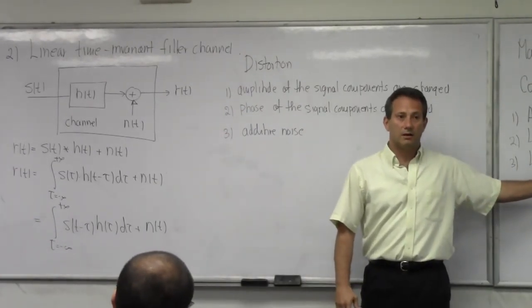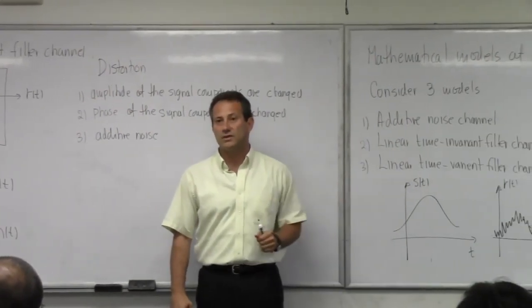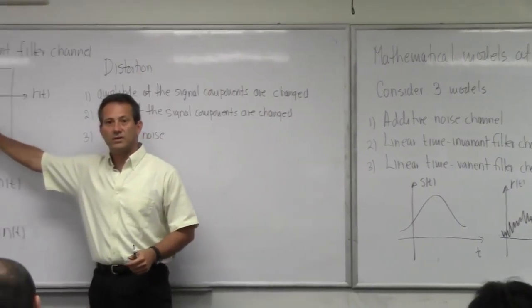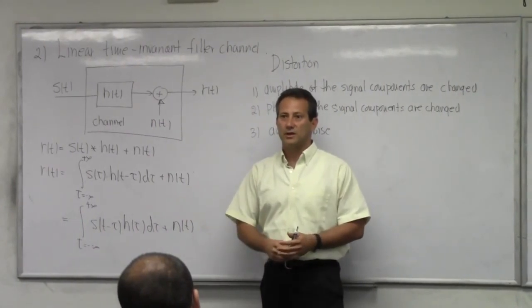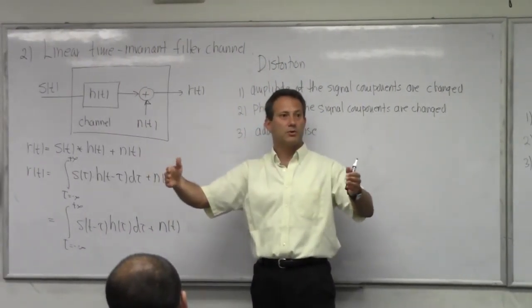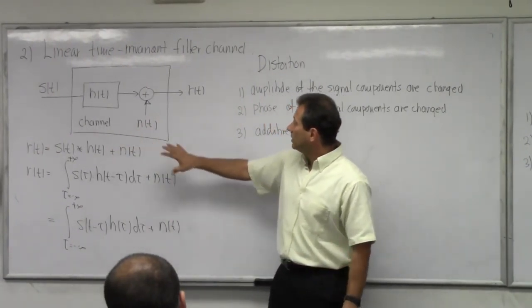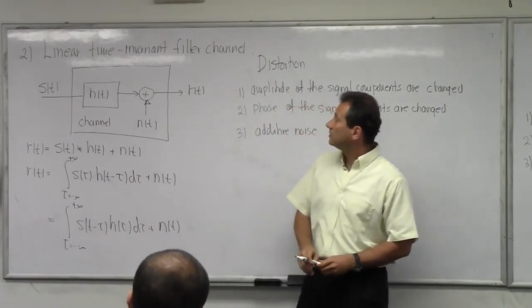This channel would treat every sinusoid the same way. It will attenuate every sinusoid by the same amount. Here, the channel may prefer certain sinusoids over others, and that's the filtering aspect of the channel, because you remember what filters do: they amplify certain portions of the spectrum and attenuate certain other portions of the spectrum. So that's the linear time invariant channel.